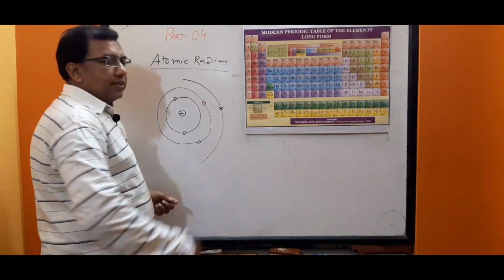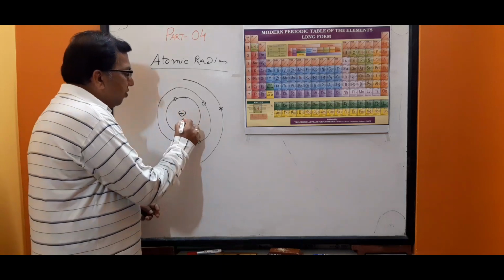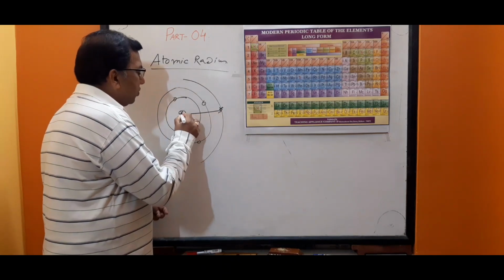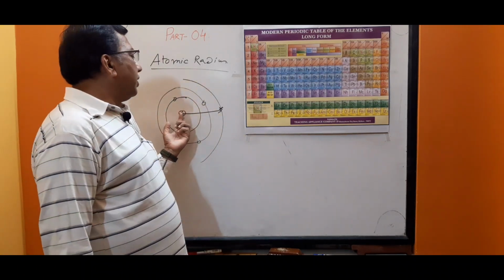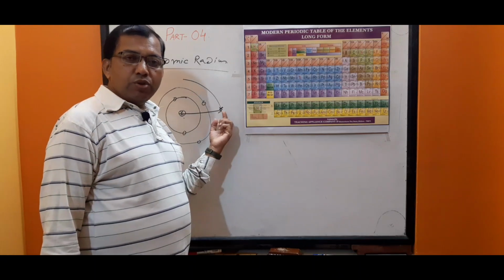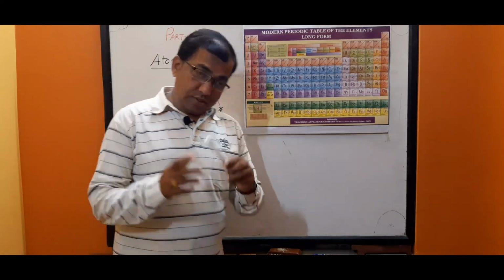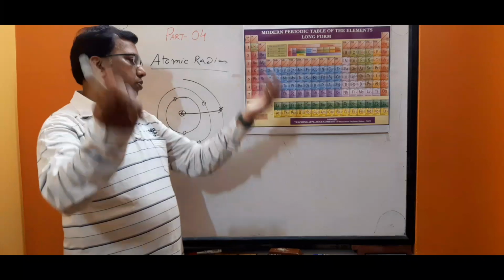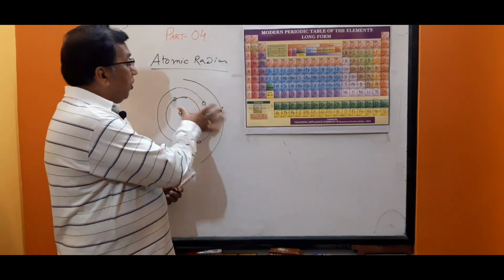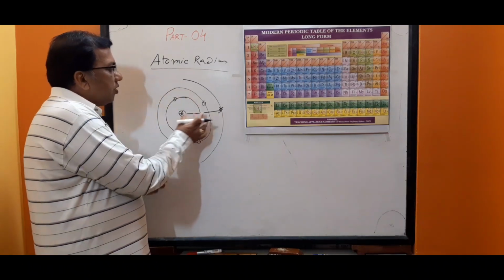Suppose this is the last shell, with electrons in it. The distance from the nucleus to the electron of the last shell is known as the atomic radius. That is, the distance between the nucleus and the electron of the outermost shell. But this notion, this concept, is not right up to this point. You are now in class 11, 12, and you will proceed further. In the atomic structure, can you determine the distance to the outermost shell?